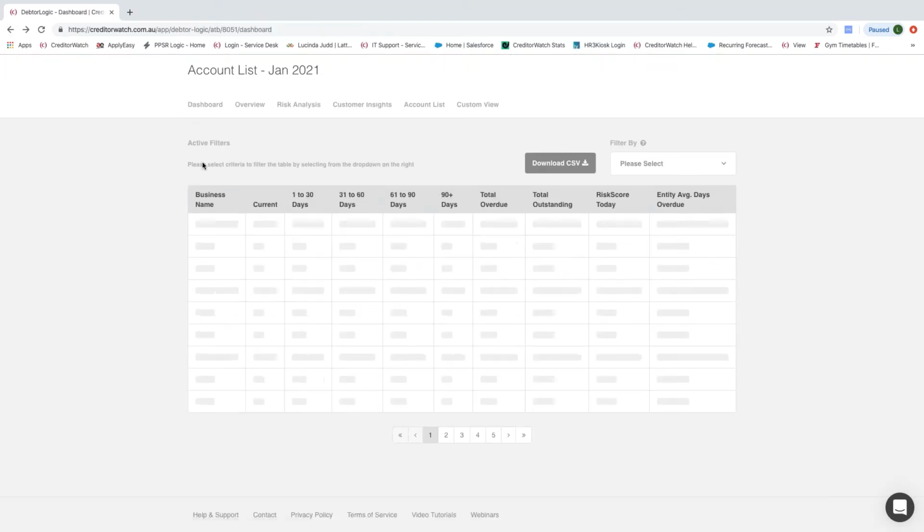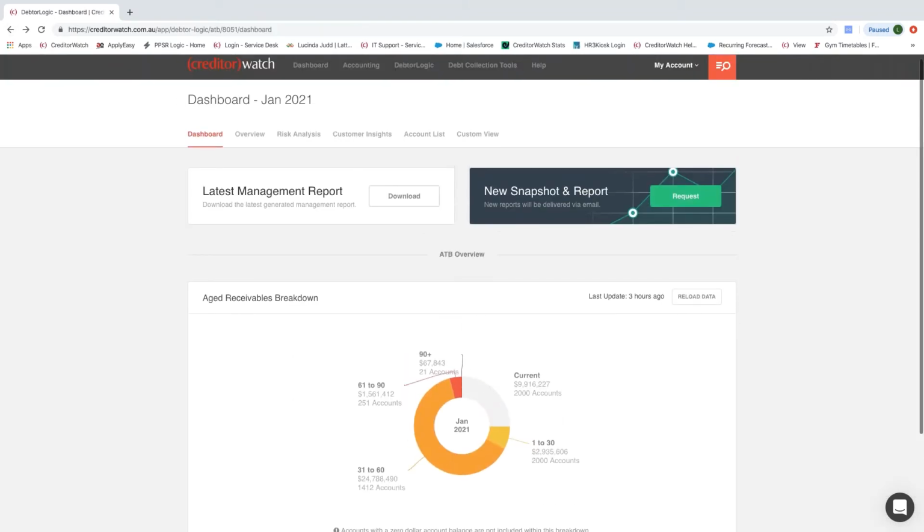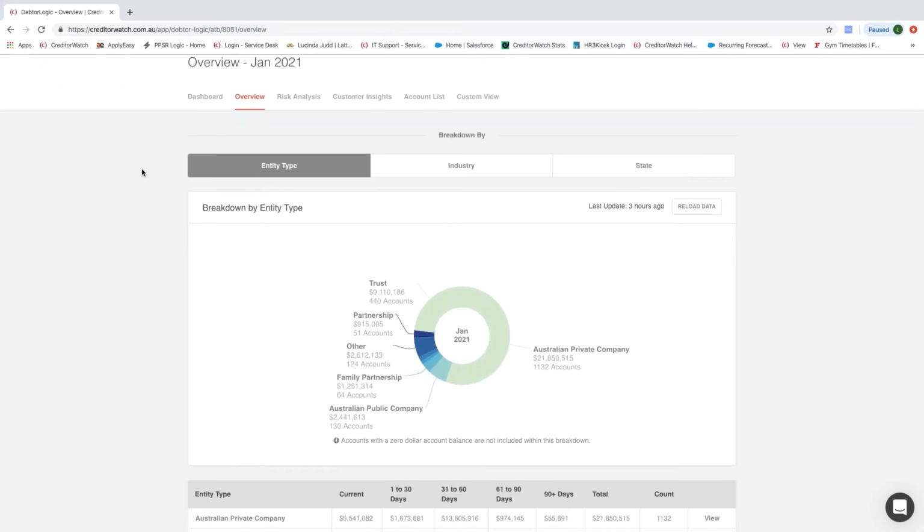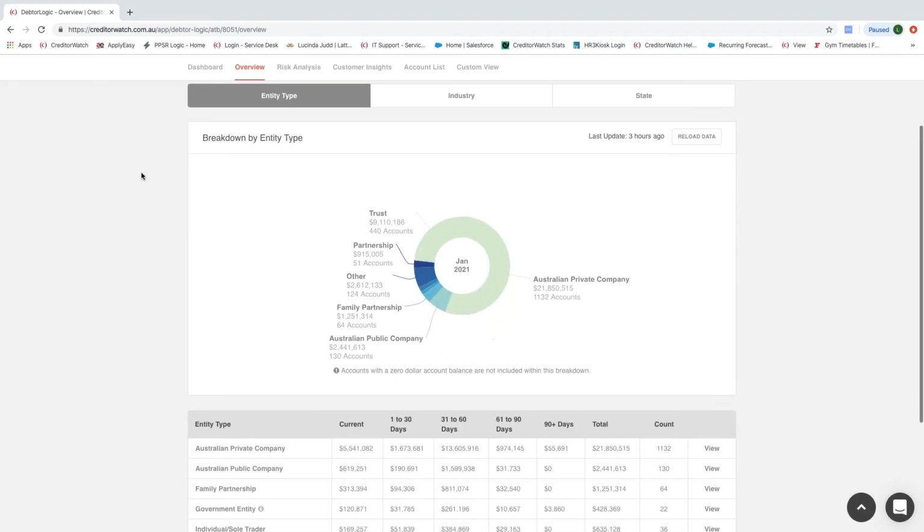If we jump back, we have our second overview here. And what this is really doing is allowing you to understand where your risk lies in terms of the different entity types you're dealing with, the different industries you're dealing with, and the different states. So your footprint there as a business. And in terms of the entity type information, what we're really doing is, again, just highlighting this for you. Who are you dealing with and how are they paying?